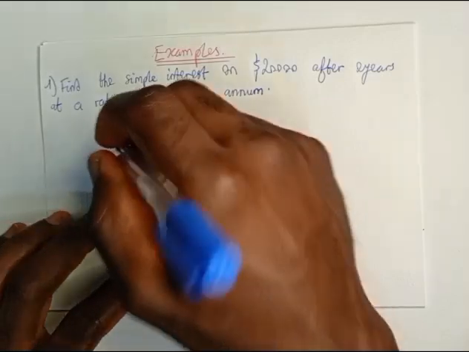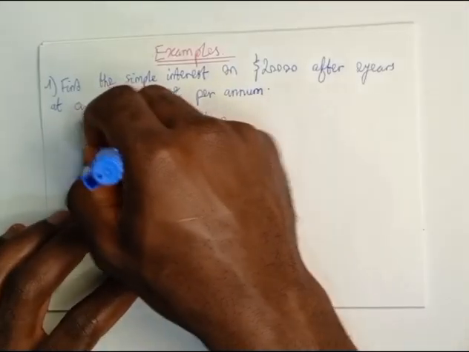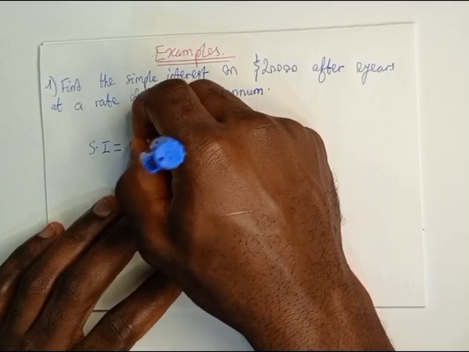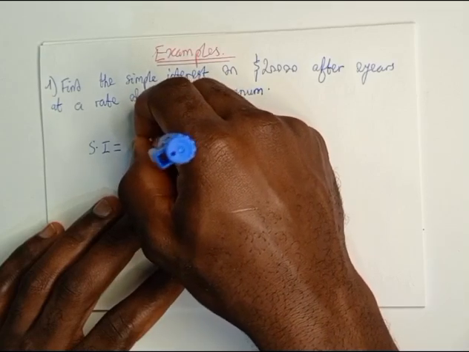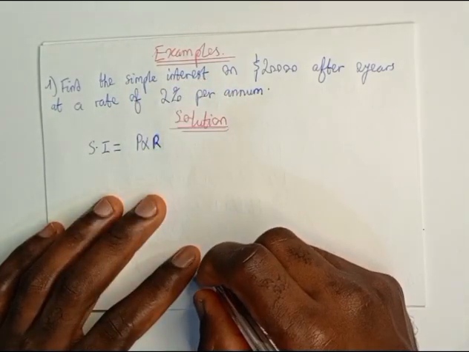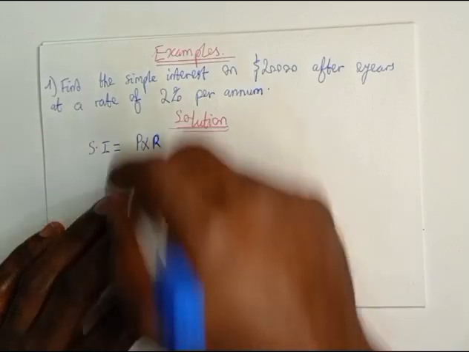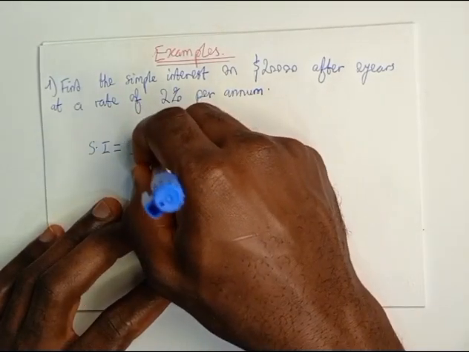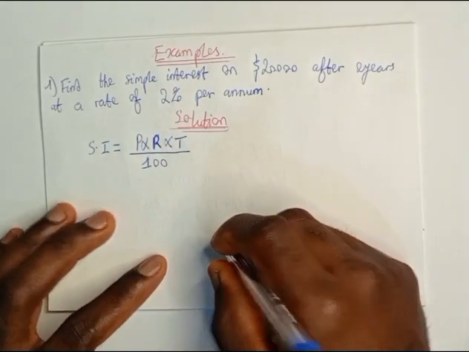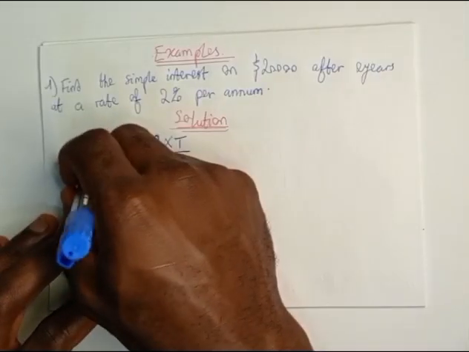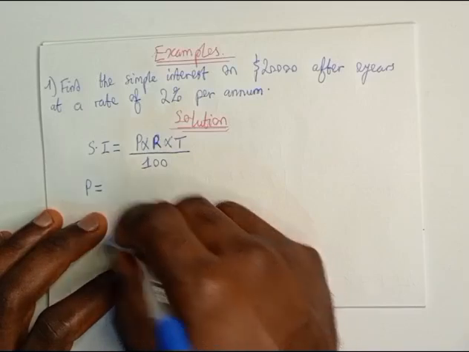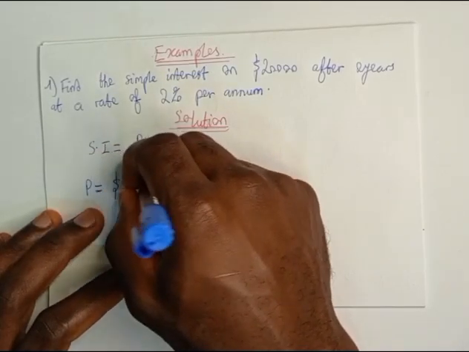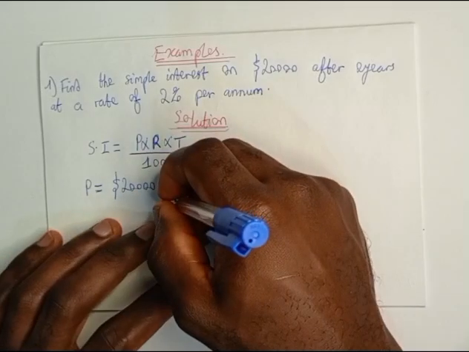First, we know to calculate simple interest, we make use of the formula SI is equal to principal times the rate value R times the time T, that we divide by 100. From the problem, the principal is the given amount, which is $20,000.